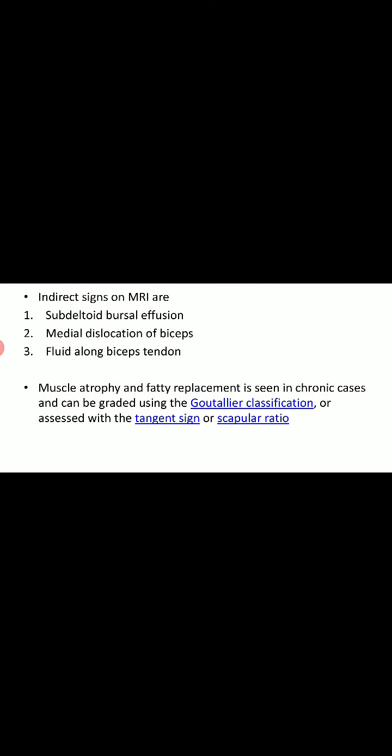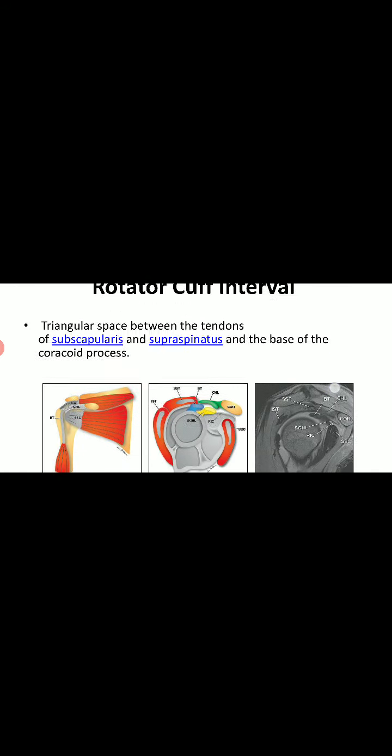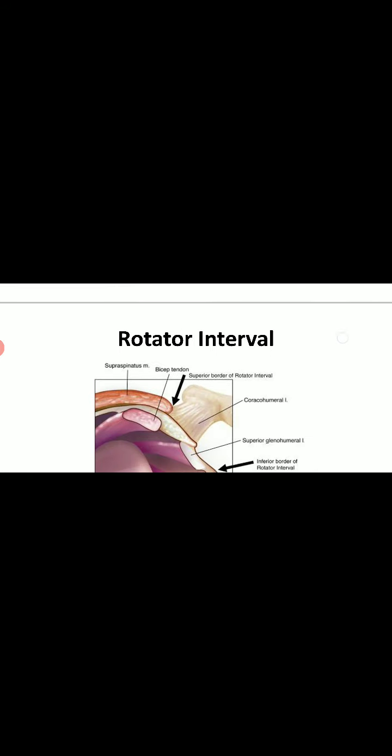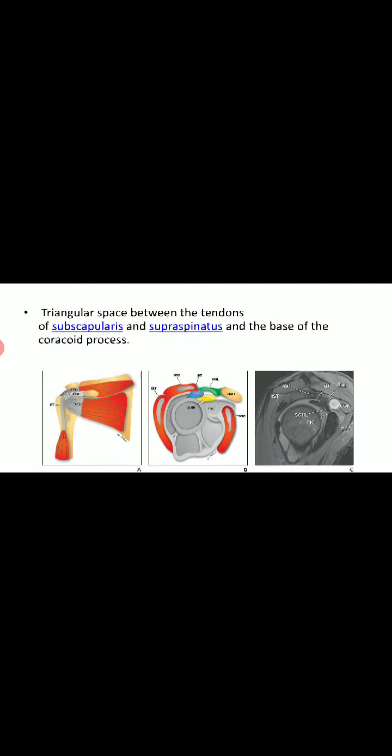Coming to the other important classification, that is the Goutallier classification, that we'll see. And a very important thing is the rotator interval. Rotator interval is seen in the sagittal cuts. It's the space between the subscapularis, supraspinatus and the base of the coracoid. In this picture we will be seeing it. This is the supraspinatus tendon, this is the subscap, this is the coracoid.